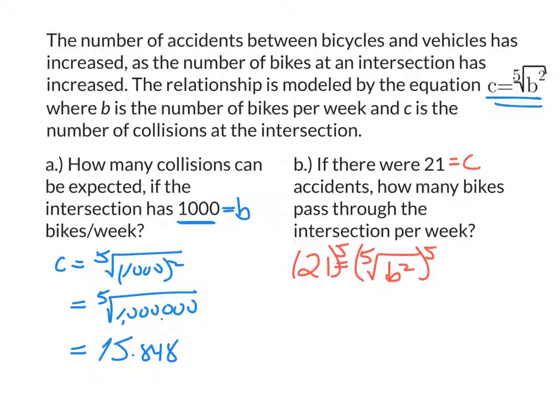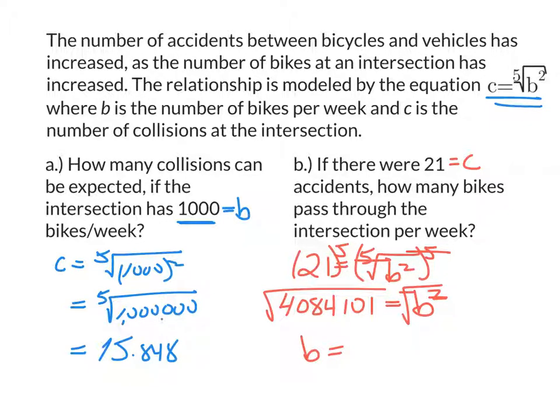Now, when I take 21 to the fifth power, I get a really large number, 4,084,101. On the right side, though, the fifth root and the fifth power have canceled, and I'm left with b squared. To get rid of a square, I have to take the square root. The square and the square root will cancel. And when I take the square root of that 4,000,000 number on my calculator, I get 2,020.915. So that's how many bikes will pass through the intersection per week. 2,020 bikes per week.